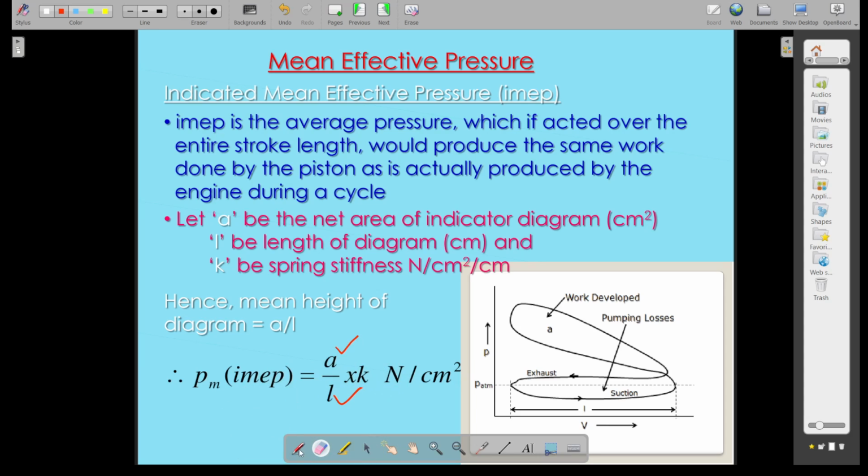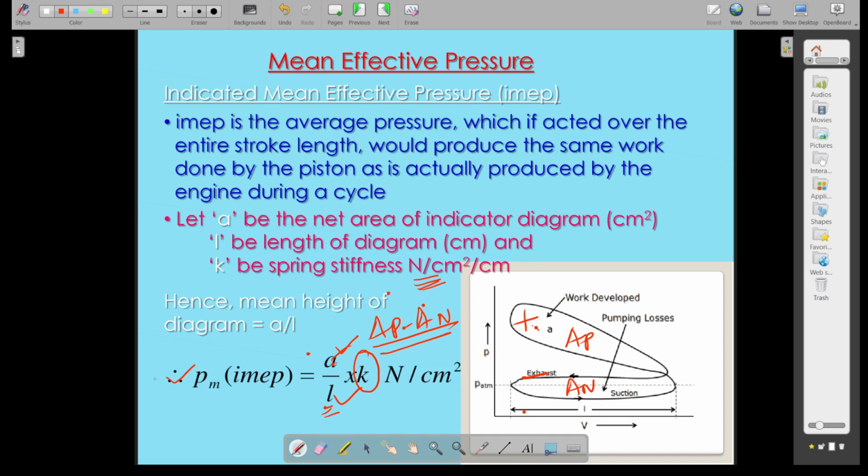When we get the indicator diagram, we find out the PMI. If we measure the area, this is the positive loop and this is the negative loop. So this area A is AP minus AN. Just remember this: positive minus negative gives you this area. The length of the indicator diagram is L, and K is the spring stiffness, the stiffness of the spring provided at the stylus.